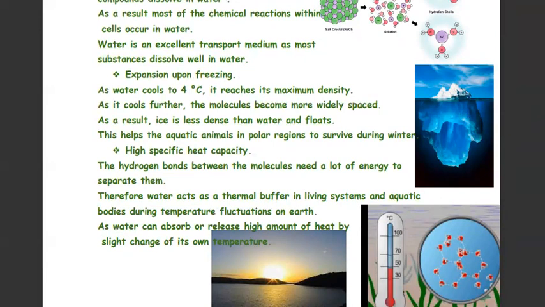High specific heat capacity. The hydrogen bonds between the molecules need a lot of energy to separate them. Therefore, water acts as a thermal buffer in living systems and aquatic bodies during temperature fluctuations on Earth, as water can absorb or release a high amount of heat by a slight change of its own temperature.